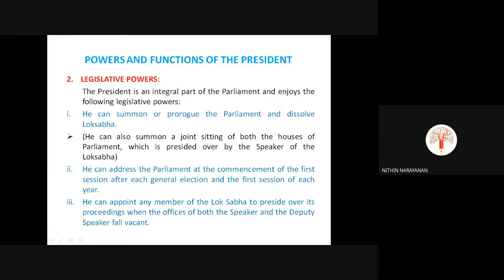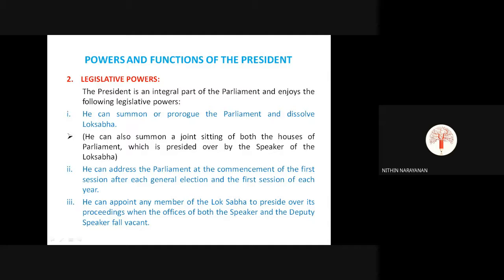Then come the legislative powers. What are the different legislative powers of the President of India? The President is an integral part of the Parliament and enjoys the following legislative powers. He can summon or prorogue the Parliament and dissolve the Lok Sabha.